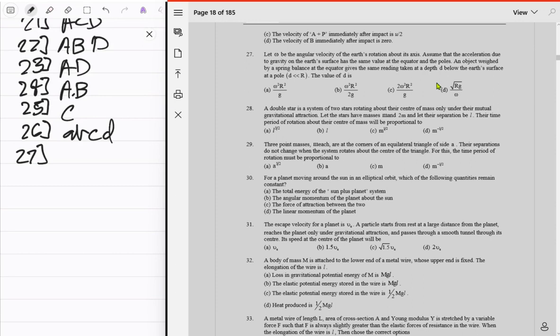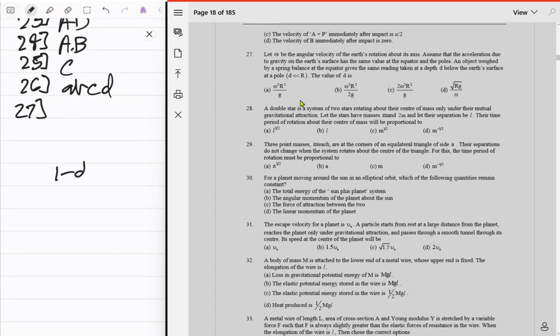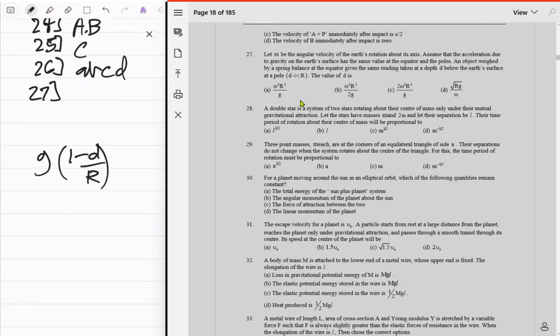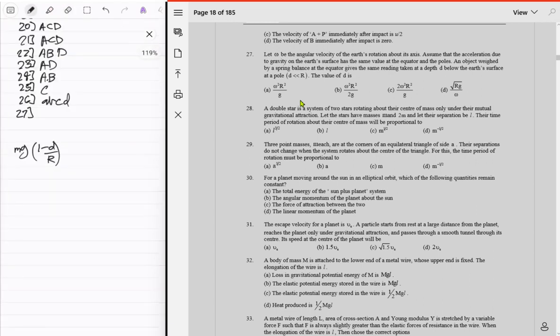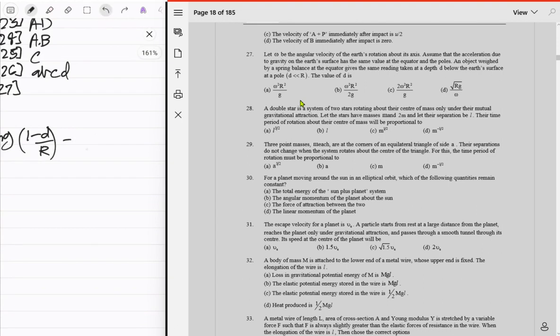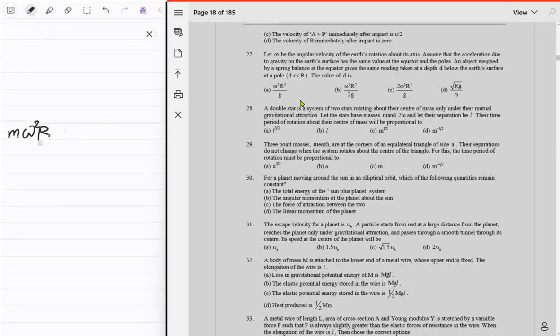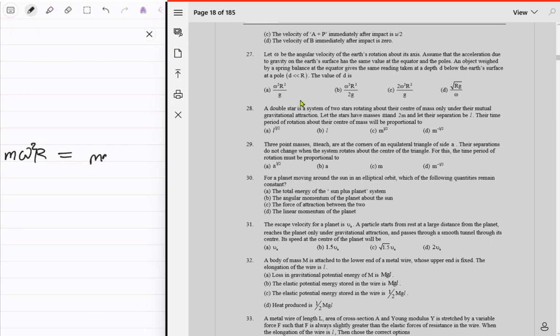At the pole. Okay, so at the equator, if you go to depth d, you get 1 minus d upon r times g, that's the acceleration at that point. So m times this thing is the force. This is the equator side. At the equator you also have, besides this gravity-based force, to subtract the centripetal force required, so minus m omega square r. This is equal to, at the pole, just mg, nothing to worry about.